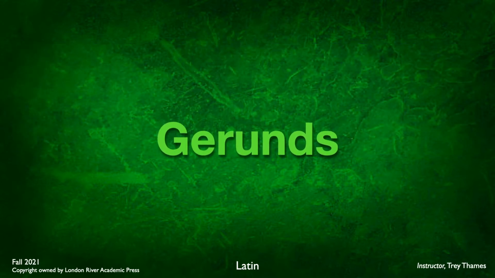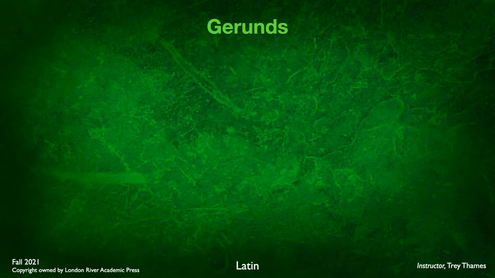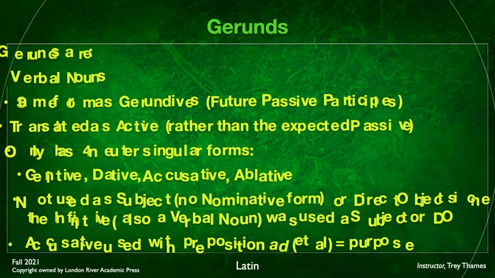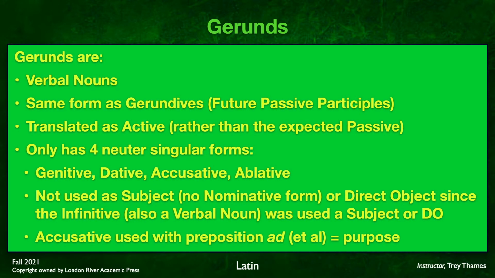Now, a gerund is very similar in many ways, but different in many ways. A gerund is a verbal, but it's not a verbal adjective. It's not a verb functioning as an adjective, as a participle does, but it is a verbal noun. So it is a verb that will function in place of a noun. It will have the same form as gerundives. In other words, it's the future passive participial form, ending in -nd-, -us, -a, -um. However, here's what's different about gerunds. They will be translated as active rather than the expected passive. So while gerundives are passive, gerunds are active.